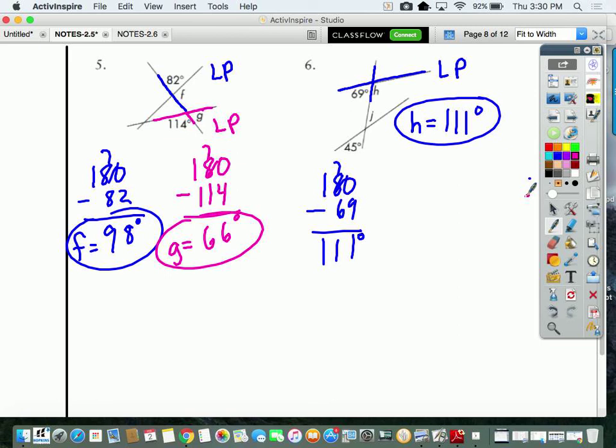Now we go down to the bottom by J, and we recognize, okay, there's this X again, that's the vertical angle conjecture. And so J simply is the same as the vertical angle of 45 degrees. Okay, so this is section 2.5. We'll do 2.6 in just a second here.